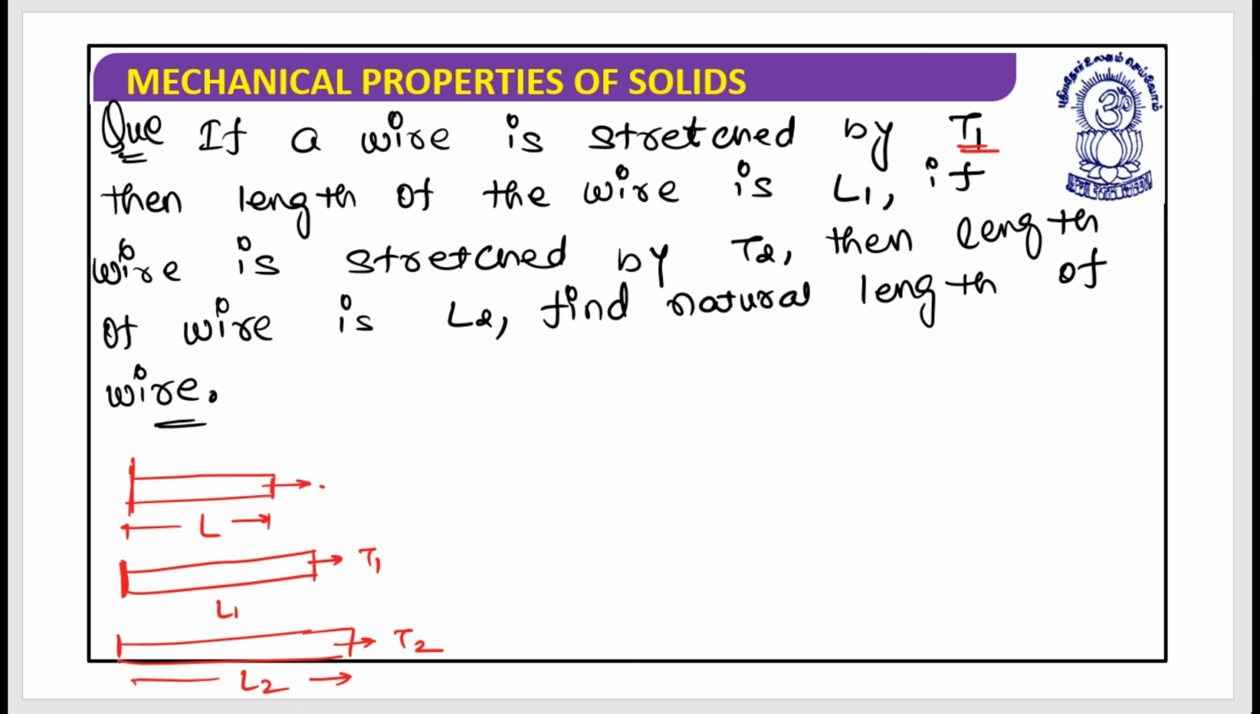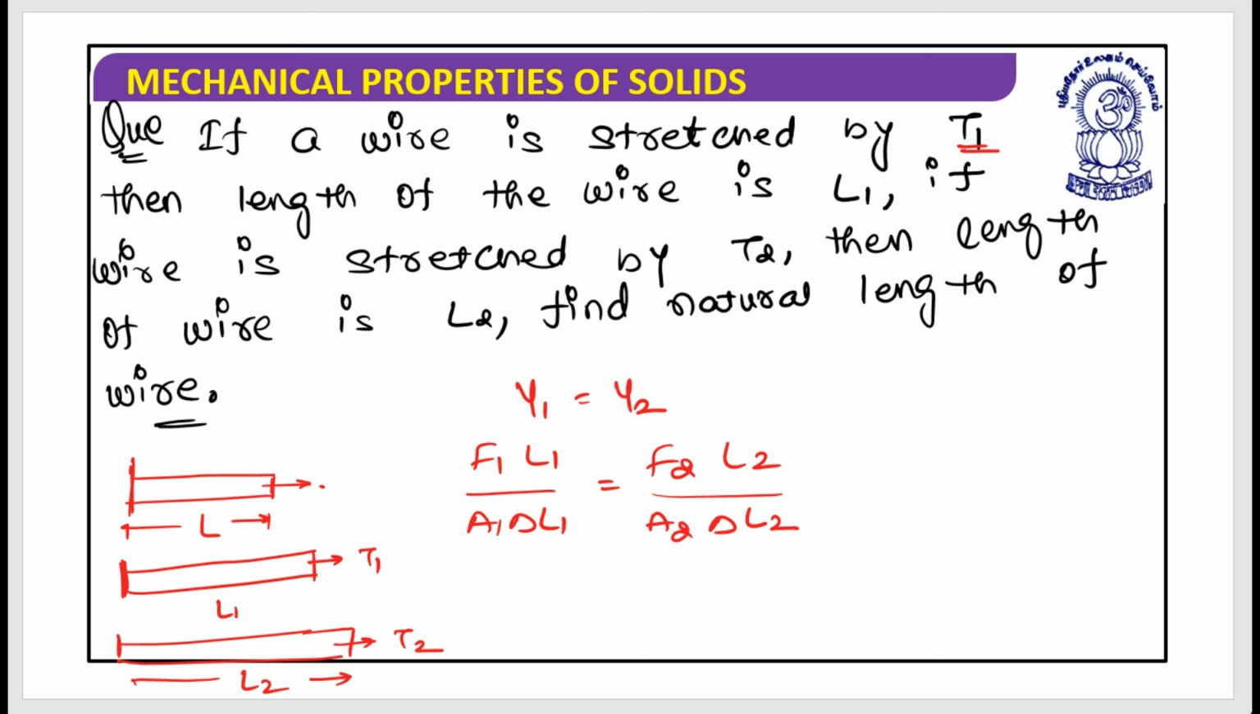What I'm supposed to do is, first thing for sure, Young's modulus in both situations will remain the same, because the material is not going to change. It is the same wire that we have stretched in two separate ways. So first thing, Y1 equals Y2. Now what is Y1? It is F1 L1 divided by A1 delta L1. This equals F2 L2 divided by A2 delta L2. I hope this is clear. Even the cross-sectional area remains the same, so A1 equals A2. Cut it down.